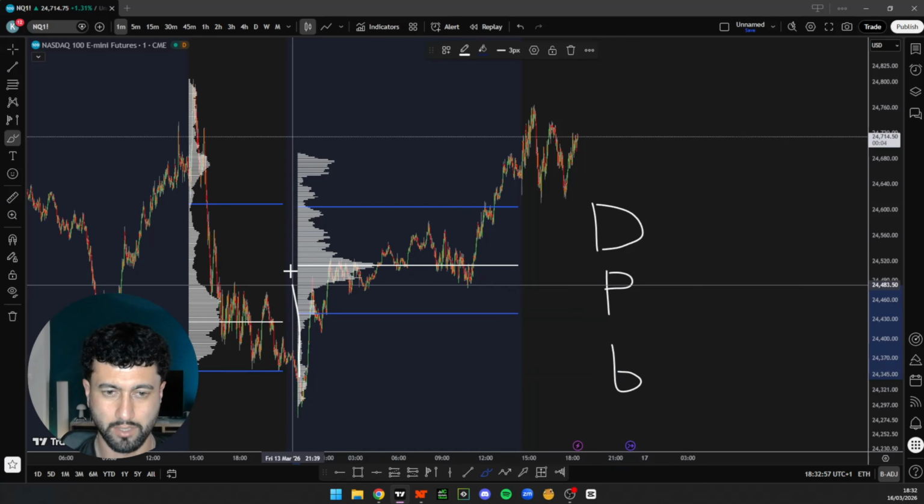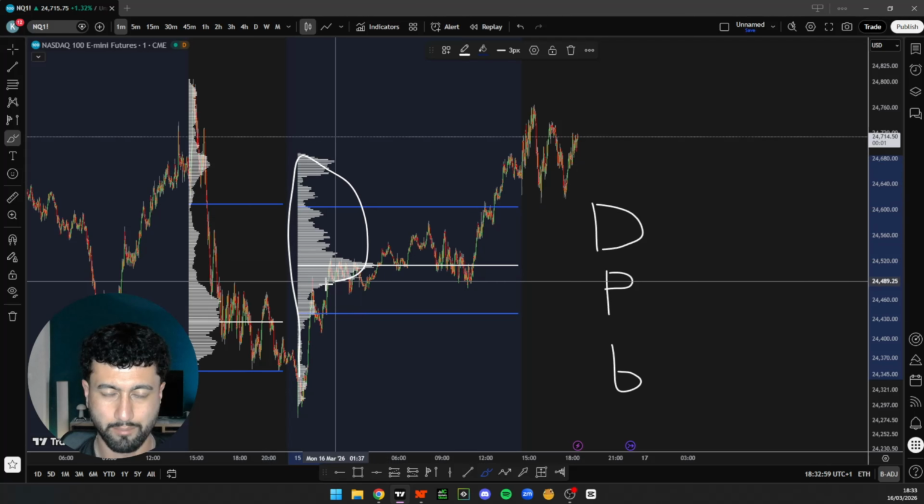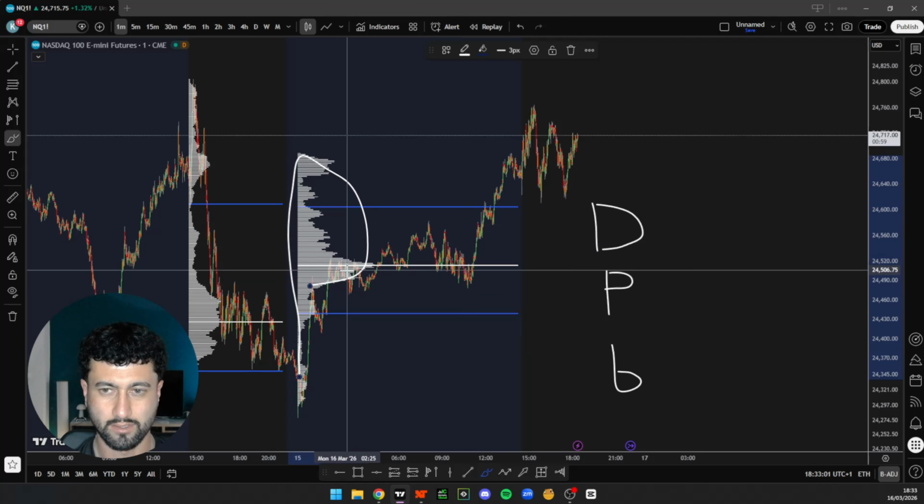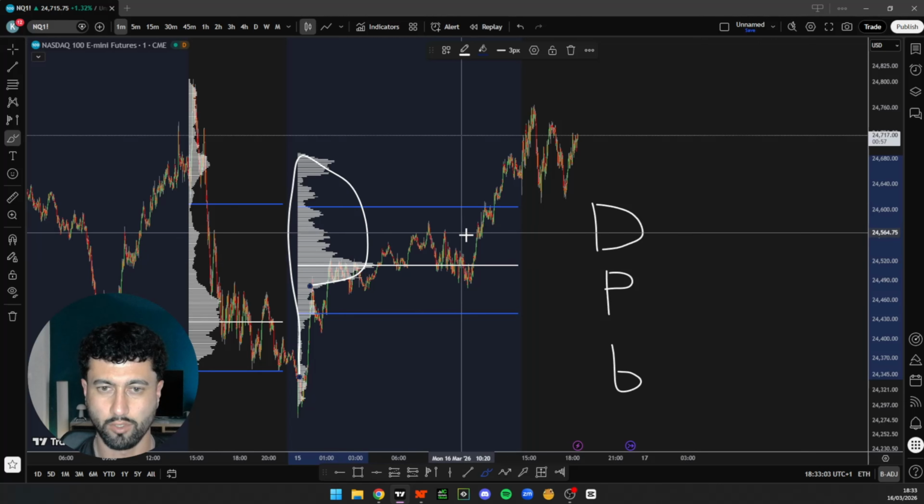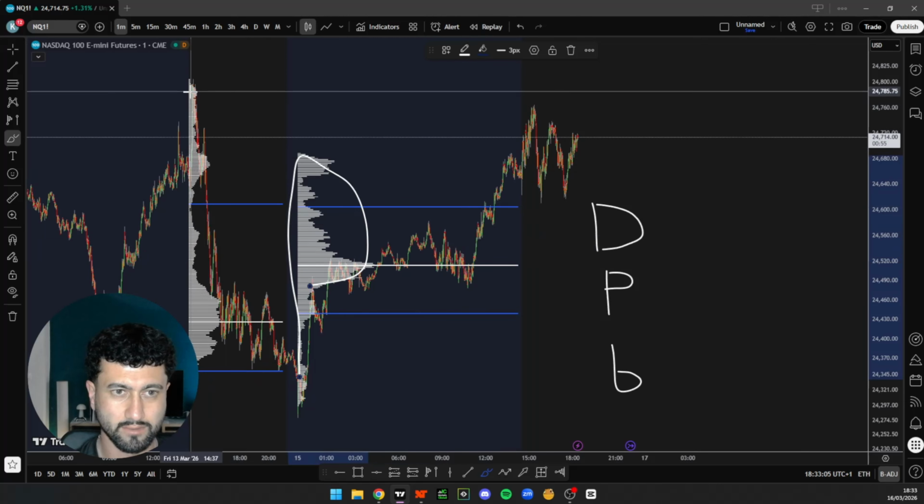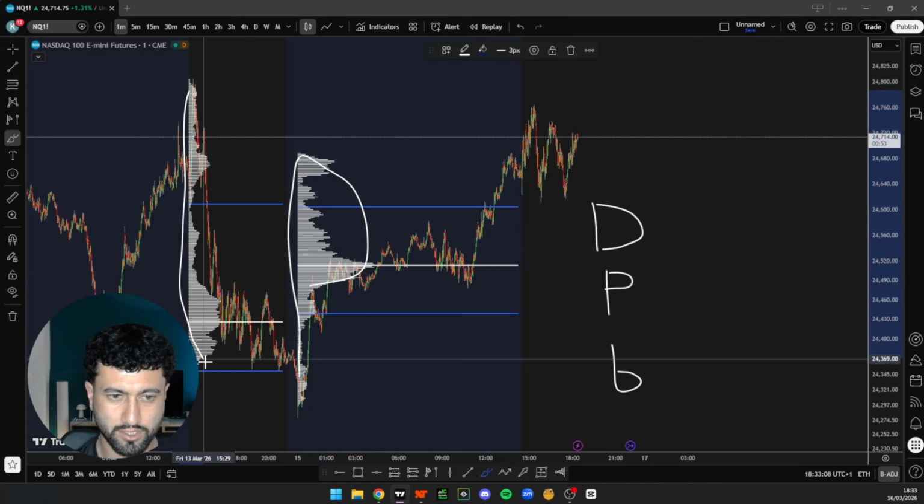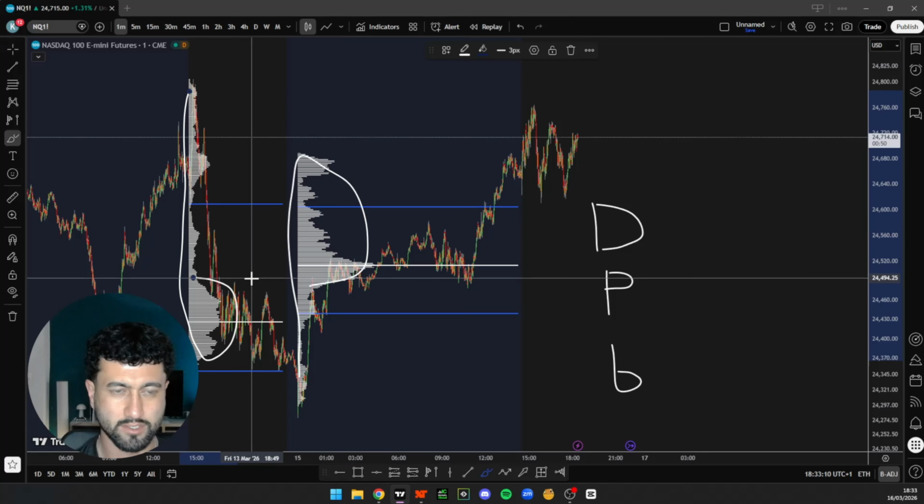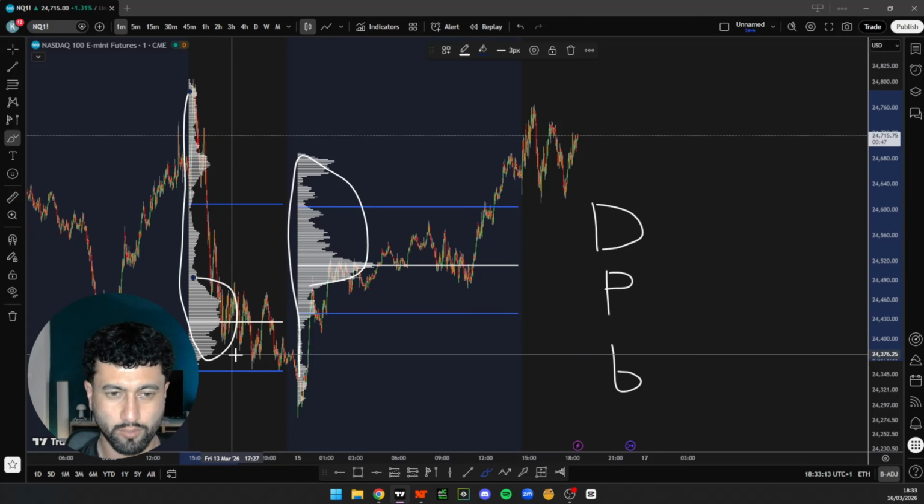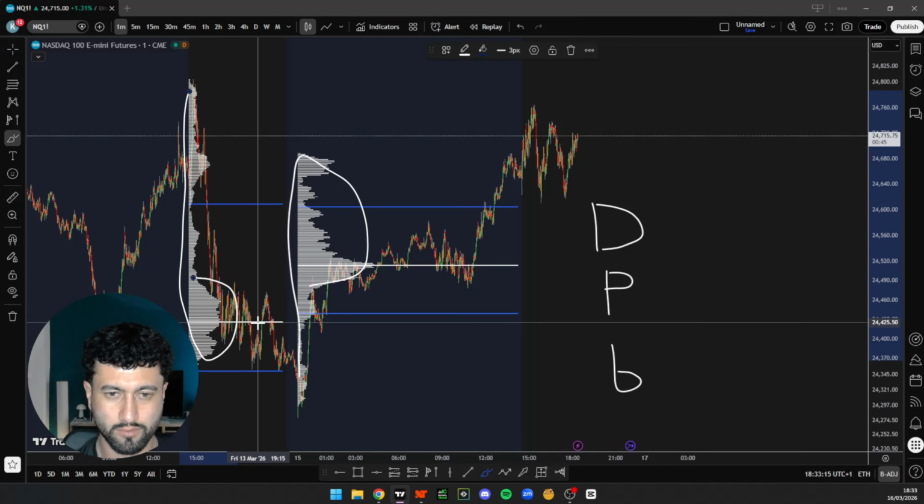Here you see the P shape, which means the pressure is more to the upside. So there's a bigger chance for price to be more bullish than bearish. On the other hand, we have sort of a B shape right here. It's not the cleanest one, but it's sort of a B shape, where the pressure is more to the downside. So we can expect more moves to the downside.